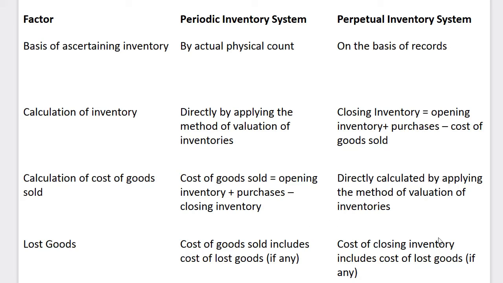and those accounting software. Lost goods: in the periodic inventory system, the cost of goods sold includes the cost of lost goods, if any. For perpetual, the cost of closing inventory includes the cost of lost goods, if any. So we see here that the perpetual looks at the cost of the lost goods at the closing inventory. So that's all charged in the system. But no matter what happens, it's usually charged, of course. It depends when it's being charged. It's either in the closing inventory of the period or during the time that it's sold, if there are any.